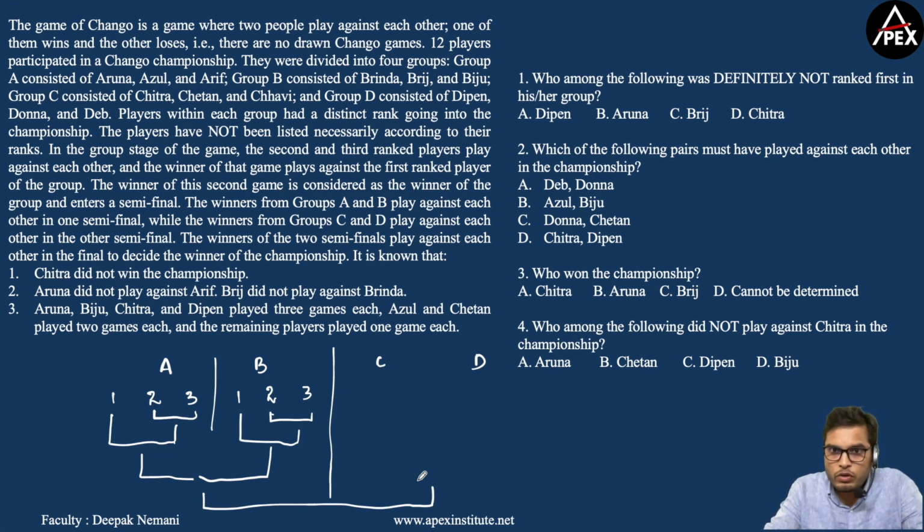Now coming to the first question, who among the following was definitely not ranked first in his or her group? Which of the following pairs must have played against each other in the championship? Who won the championship? Who among the following did not play against Chitra in the championship? Now once you find the ranks of the players in each group, you can make the tournament chart and you can determine the winner of the championship.